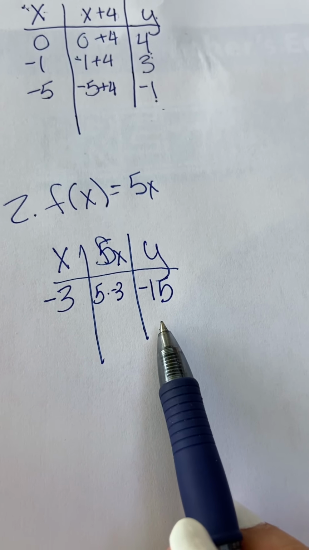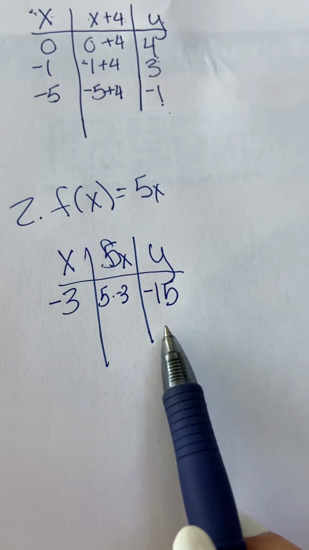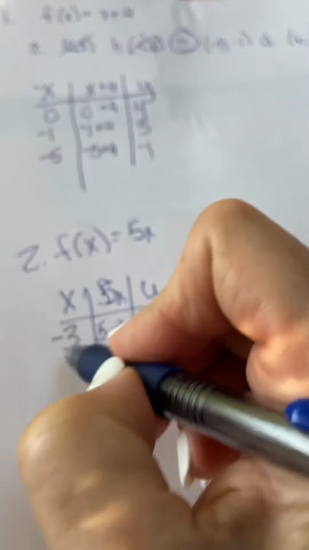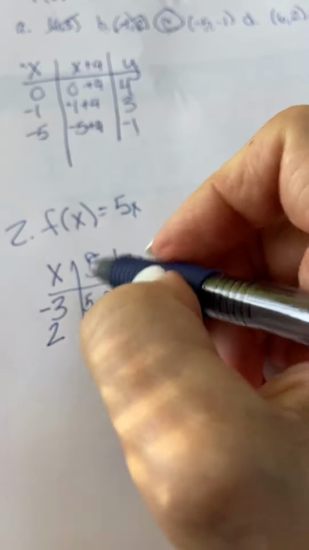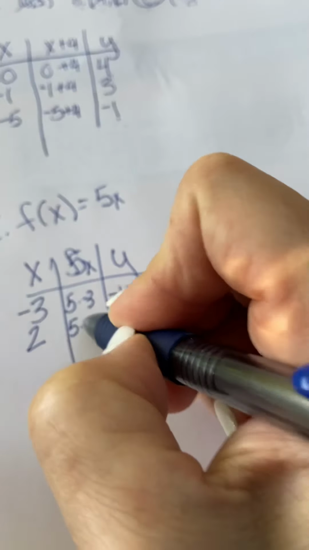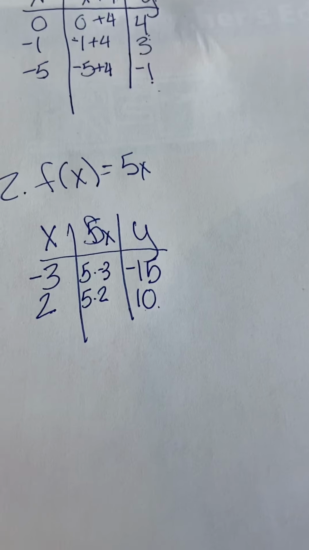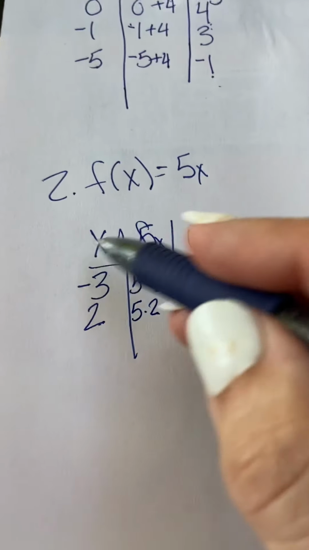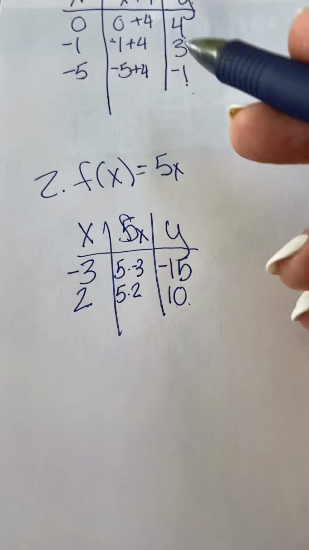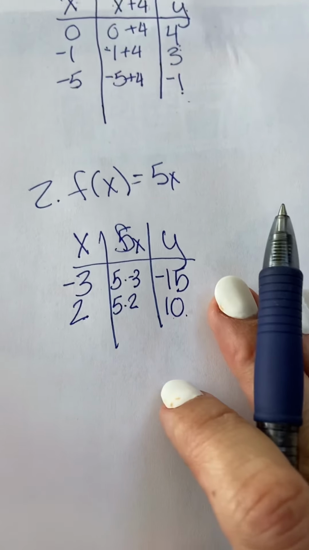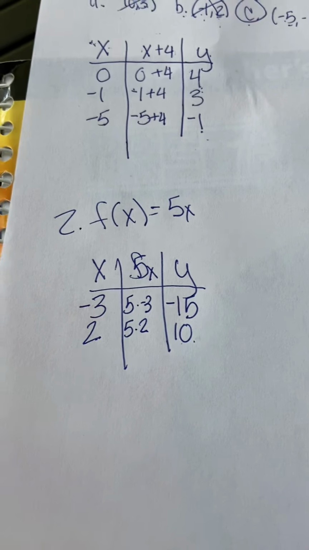Okay, let's see for B. They have 2, 10. Let's put 2 in for x. So it's 5 times 2, which is 10. So the ordered pair would be 2, 10. Is that what they have? Yes, it is. So it would be B for 2. So you just go ahead and do the same thing for the first part of the assignment.